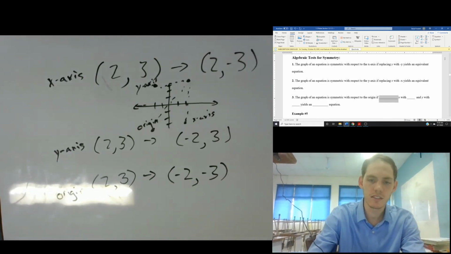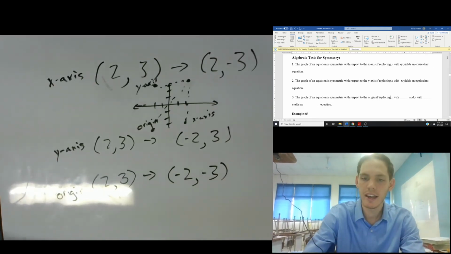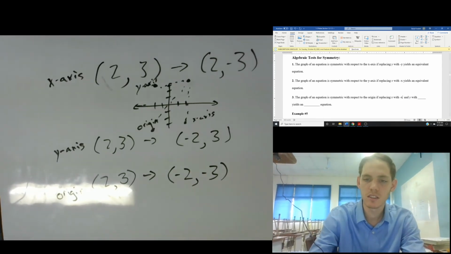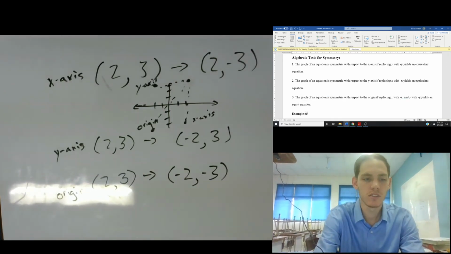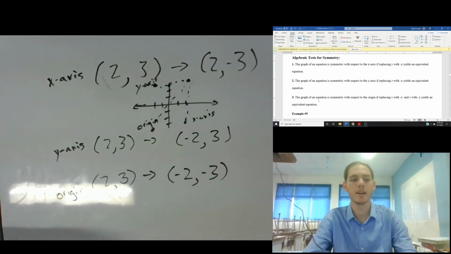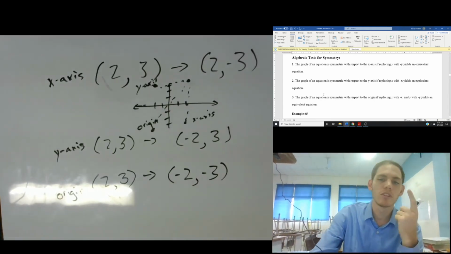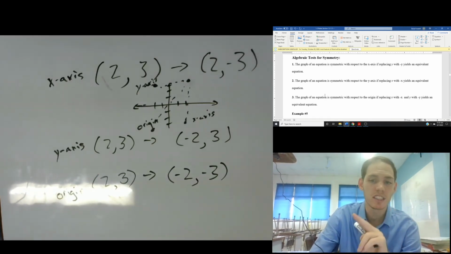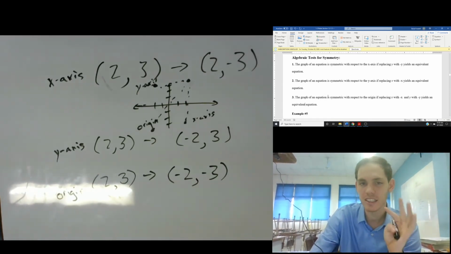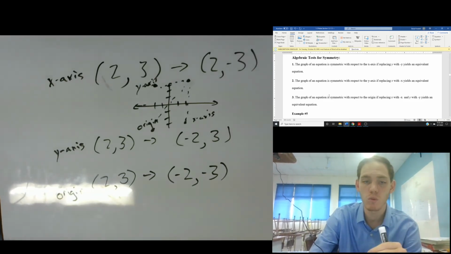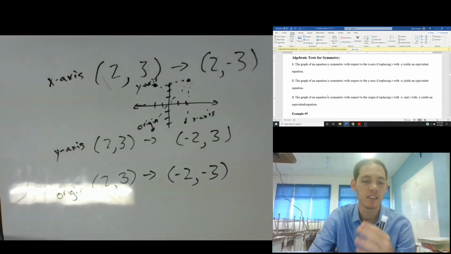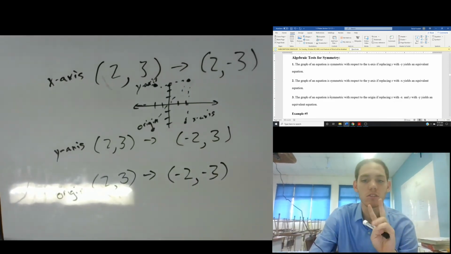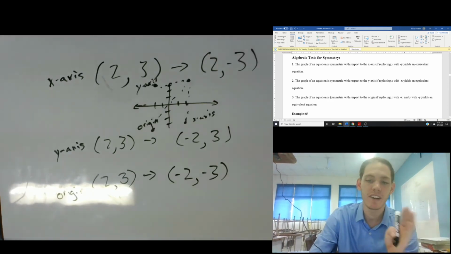if replacing x with negative x and y with negative y yields an equivalent equation. So basically, with respect to x-axis means you're changing the y to negative y. And then you plug that in, and if it works, then that's symmetric with the x-axis. Y-axis is x with negative x, and it should give you the same answer. And then origin is replacing both x and y with negative x and negative y.